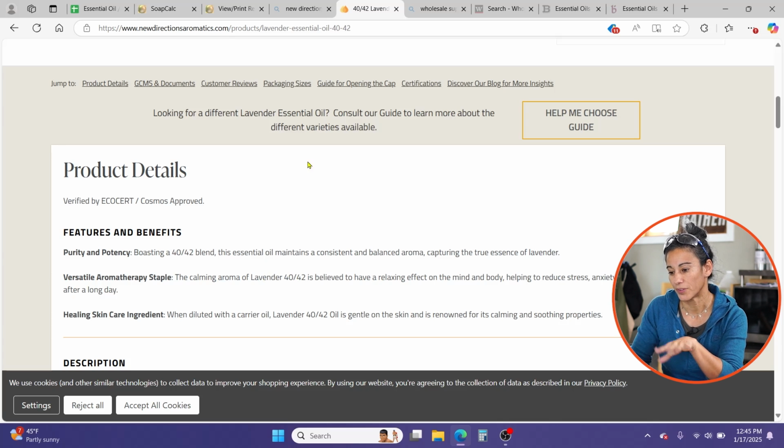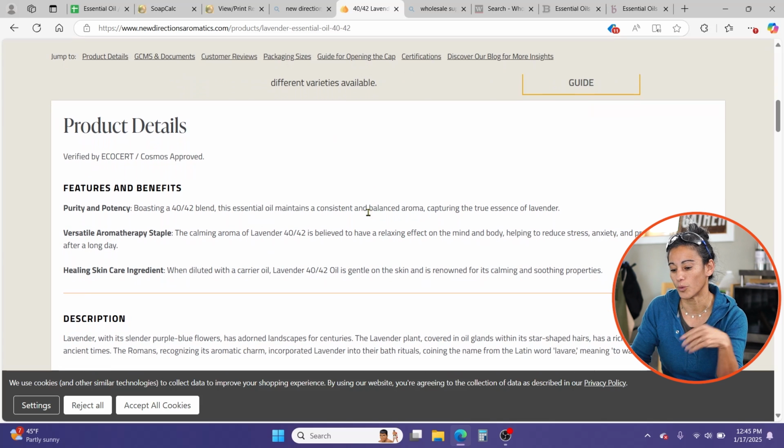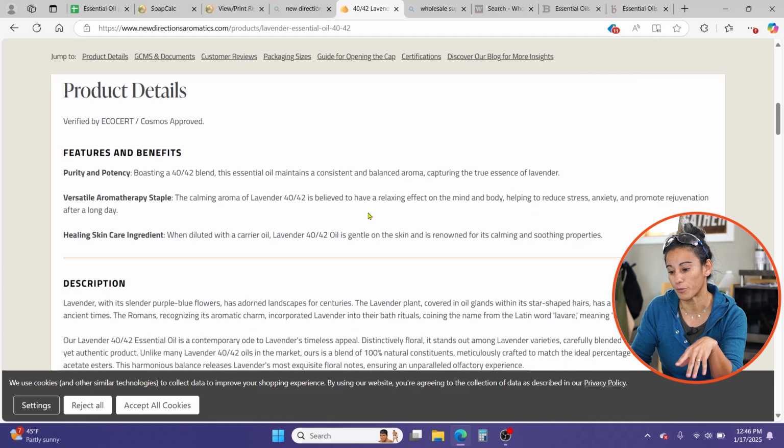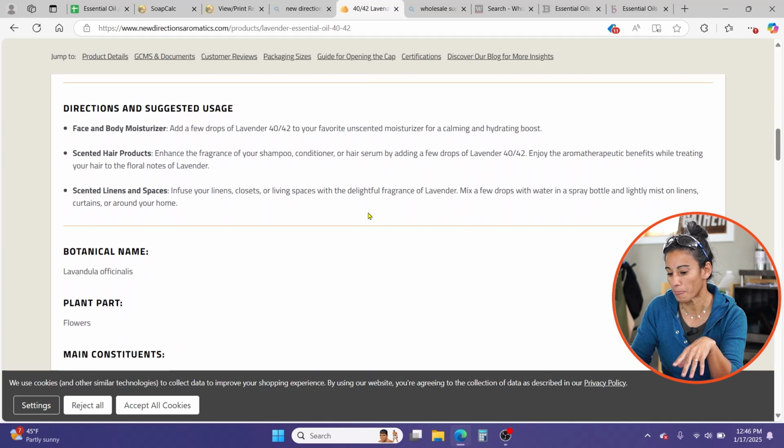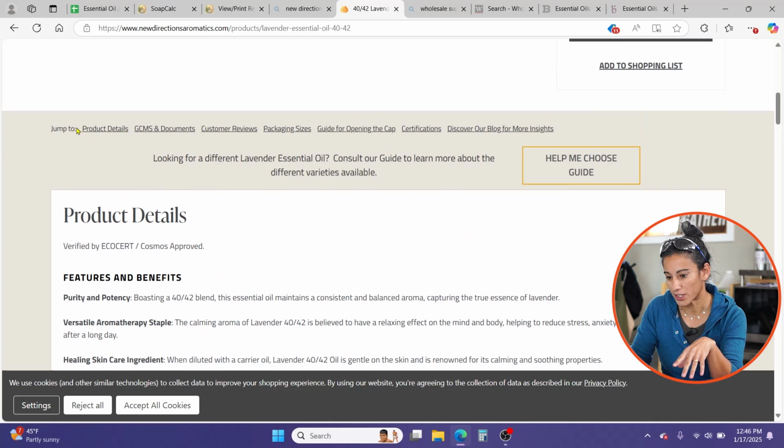And so definitely take a look at this stuff, know what you're buying. If you buy an essential oil from Amazon, it might have a carrier oil included. It might have a fragrance. I've seen lots of essential oils that have fragrance in them, and they don't really tell you. You have to look at the ingredients, but when you buy essential oils from a reputable place like New Directions, you will get all the information that you need. And if I go back up here, you'll see there's this little jump to section.